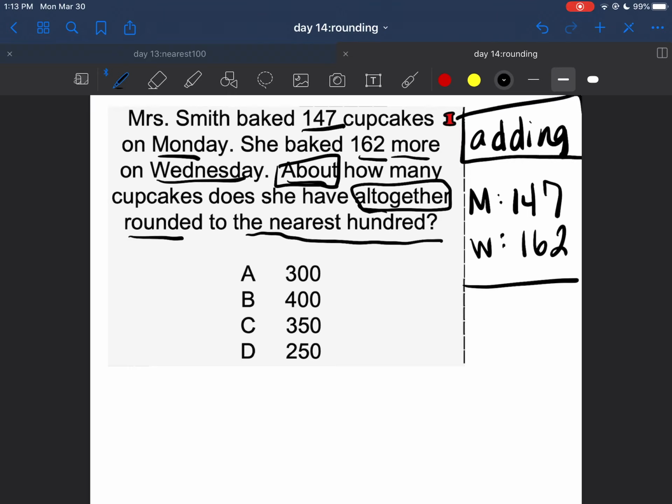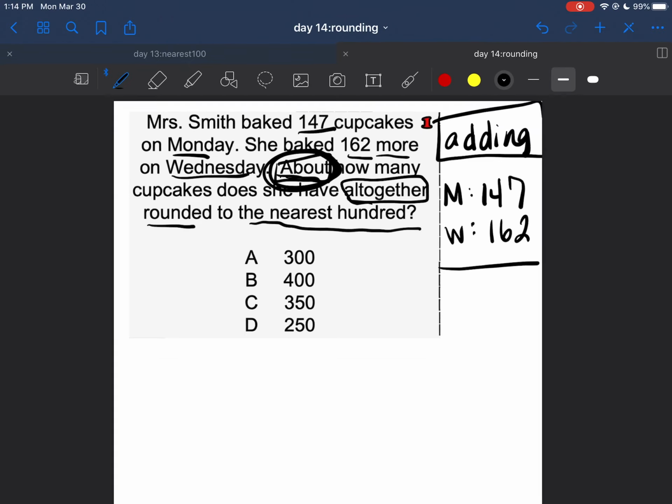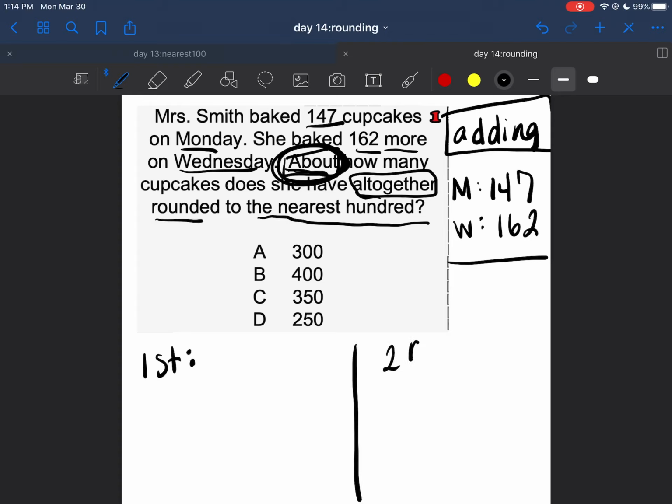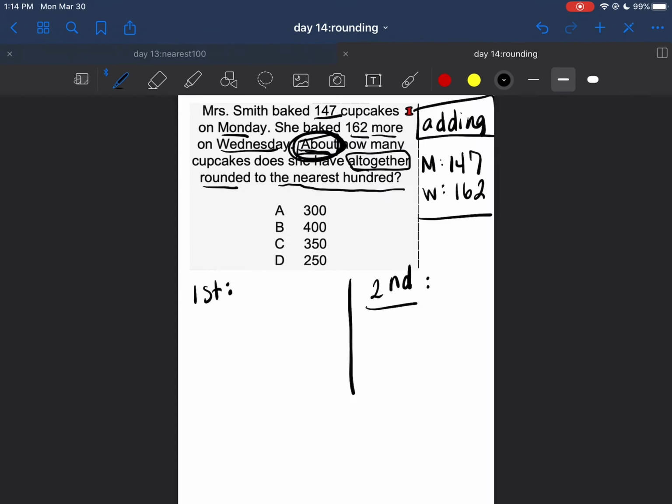The problem also says about. Now, we've talked in Miss Long's class a lot about the word about, the word estimate, and the word round. All of those are words that can mean that we need to round our numbers, or our answer. So there are two different ways that you can solve. I'm going to show you the different ways. The first way is to solve first and then round. The second way is to round first and then solve. Okay, so over here, I'm going to solve first and then round.